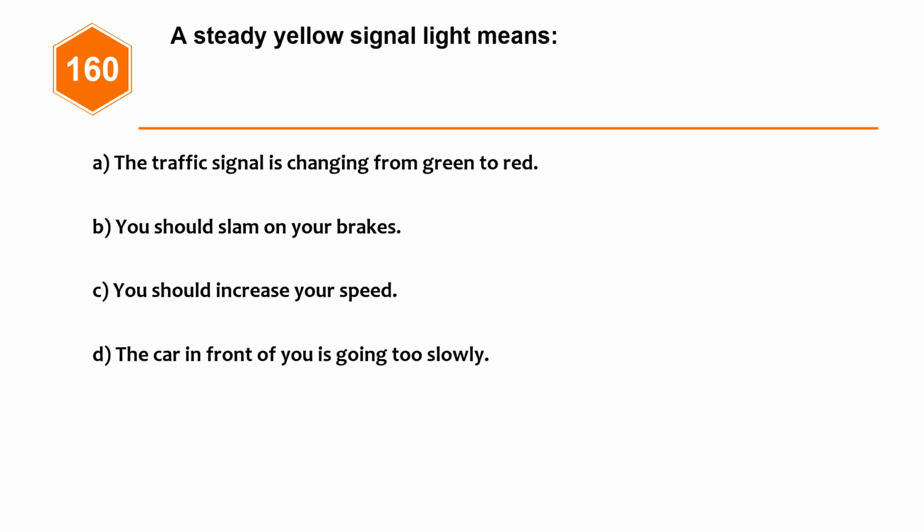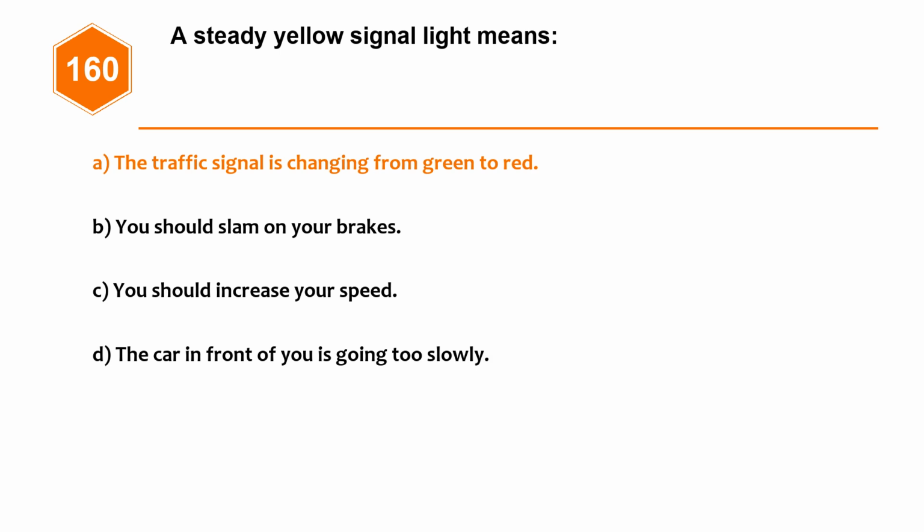Question 160. A steady yellow signal light means: Option A. The traffic signal is changing from green to red. Option B. You should slam on your brakes. Option C. You should increase your speed. Option D. The car in front of you is going too slowly.